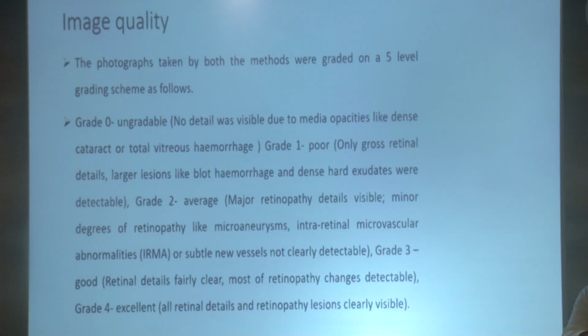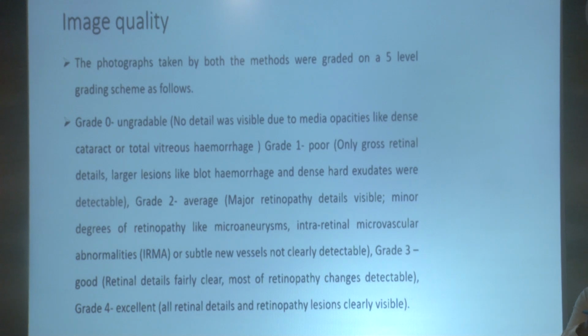Image quality. Photographs taken by both the methods were graded on a 5-level grading scheme as follows. Grade 0 was ungradable. No detail was visible due to media opacities like dense cataract or total vitreous hemorrhage. Grade 1, poor, only gross retinal details. Larger lesions like blot hemorrhages and dense hard exudates were detectable. Grade 2 is average. Major retinopathy details visible. Minor degrees of retinopathy like microaneurysms and intraretinal microvascular abnormalities or subtle new vessels not clearly detectable.